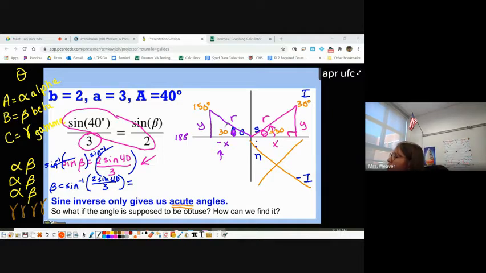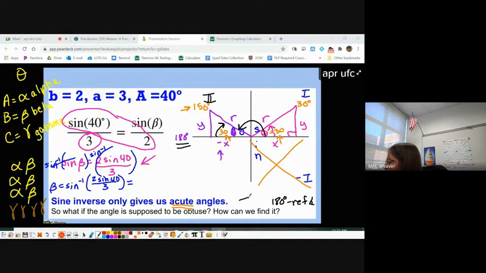So how could we find that angle if all I knew was the 30? Let's say that sine inverse gave me 30 and I just knew that. We want to remember that that's our reference angle. So how can we find the quadrant 2 angle, the obtuse angle that's supposed to be our second option? How can we use the angle that the calculator will give us to find that second angle? It's going to be 180 minus the reference angle.